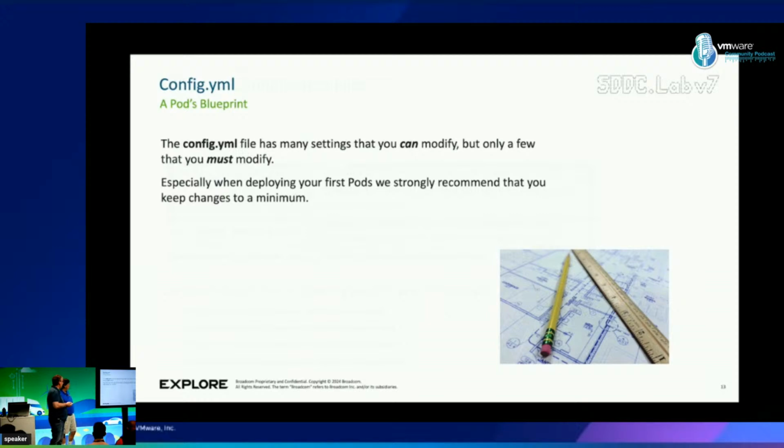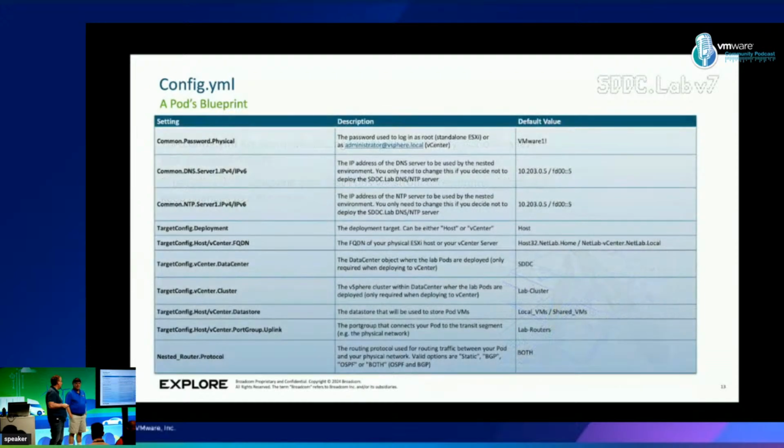So the config YAML, like I said, is a pod's blueprint. It has a lot of settings that you can modify, but only a few settings that you really have to pay attention to. Especially if it's your first pod, don't get overwhelmed and scroll through the whole file. It's over 2,000 lines of YAML. Just stick to the most necessary points. Make sure it's compatible with your environment, and you should be good.